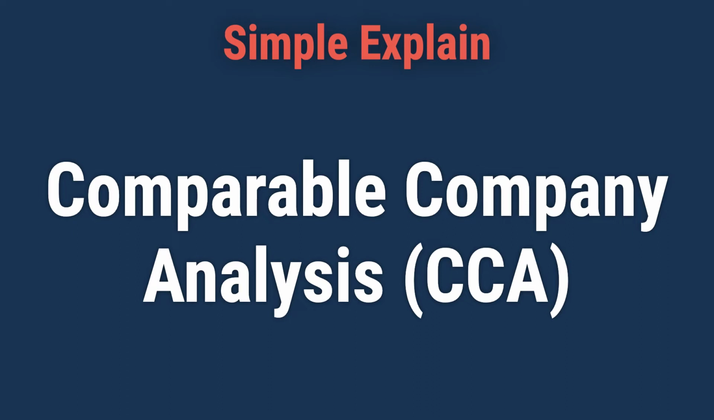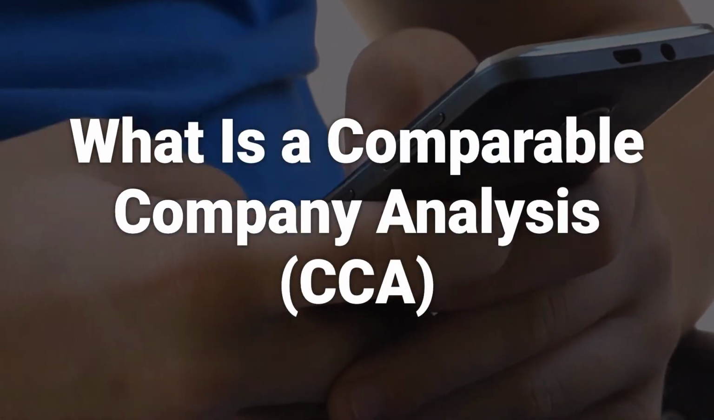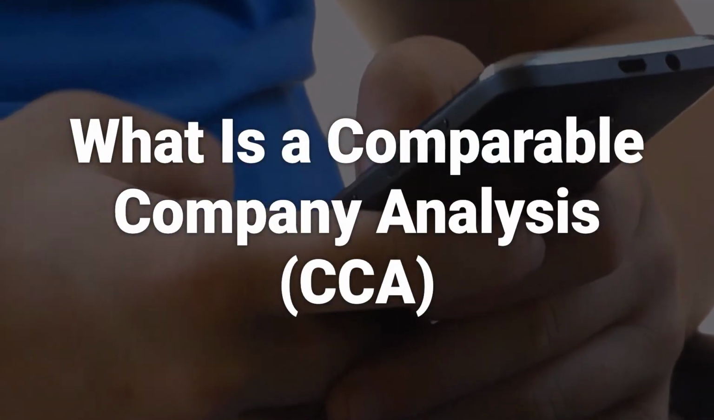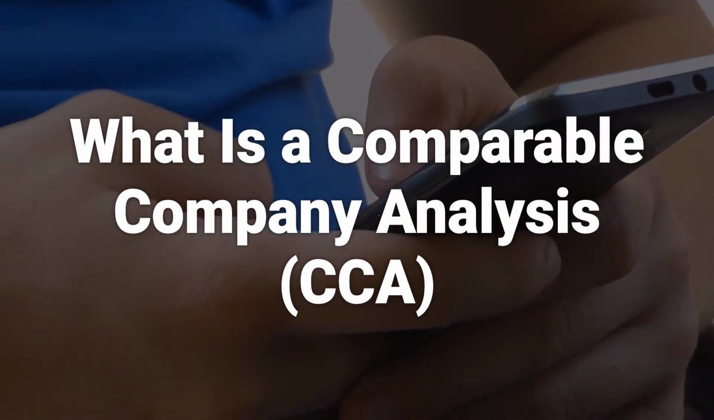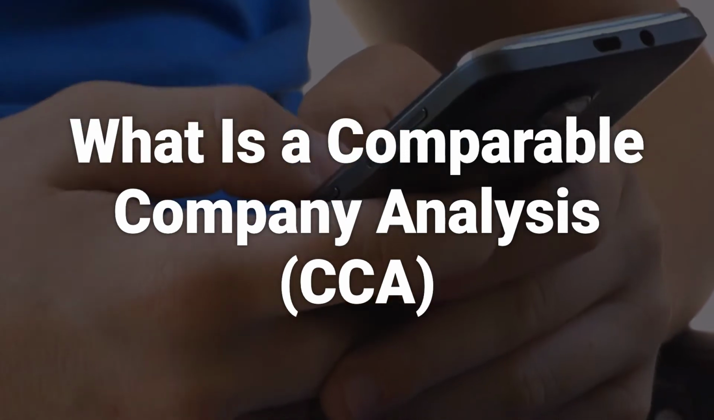Today, we will talk about comparable company analysis, CCA, the process of evaluating the value of a company using the metrics of similar-sized businesses in the same industry. A comparable company analysis is a process used to evaluate the value of a company using the metrics of other businesses of similar size in the same industry.